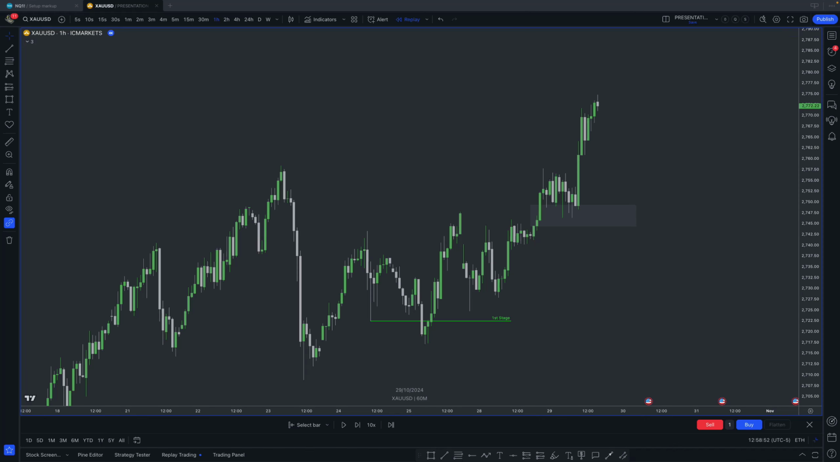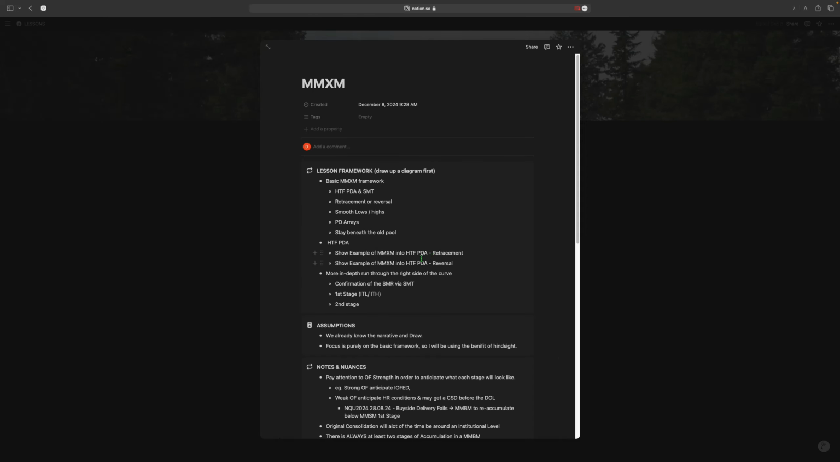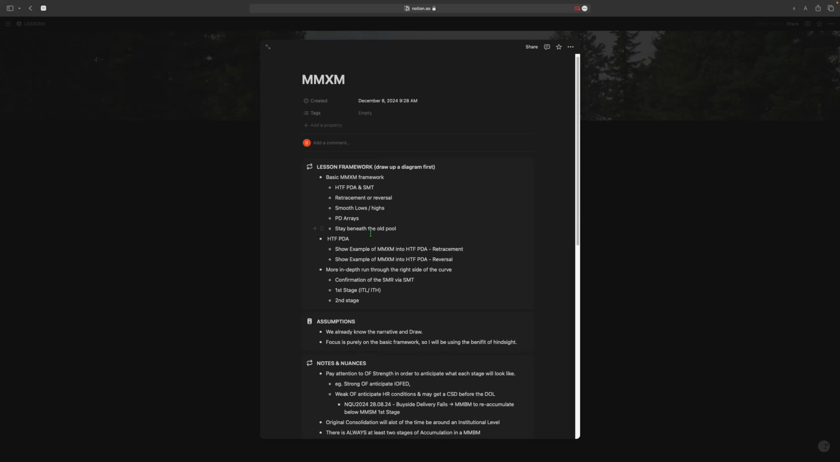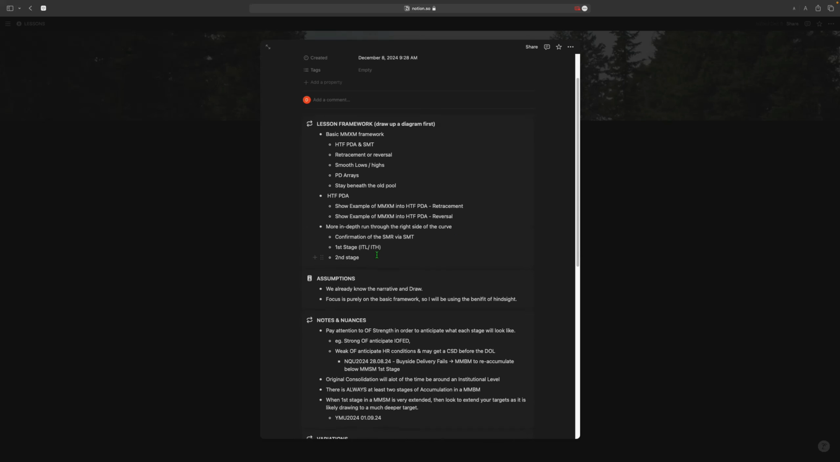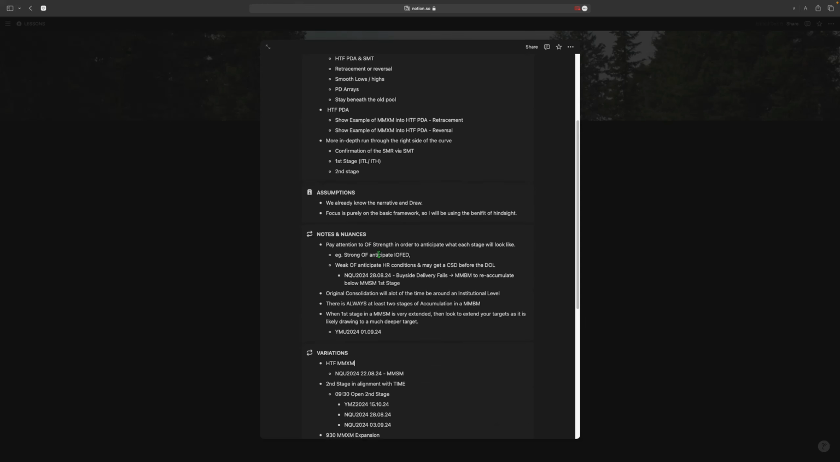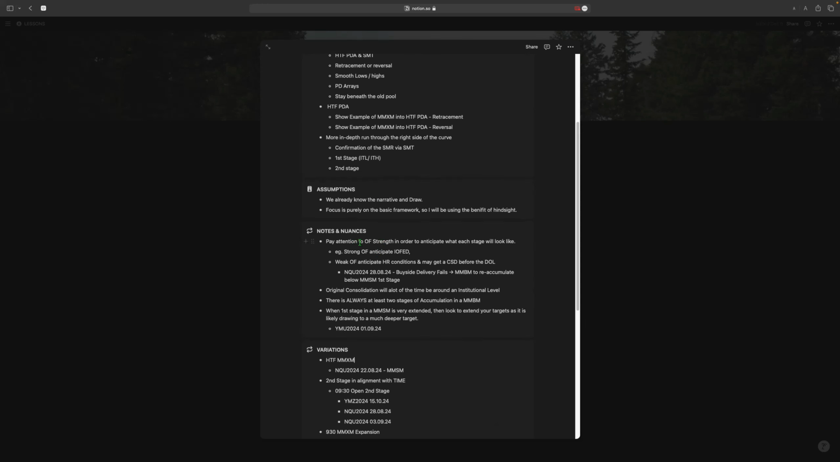I'll just look back at my notes and see what I wanted to talk about. So we talk about PD arrays, one depth, first stage, second stage. Pay attention to the order flow strength in order to anticipate what each stage will look like. For example, strong order flow, anticipate an IOFD. Weak order flow, anticipate high resistance conditions, and you may also get a change in state of delivery before reaching the draw on liquidity.